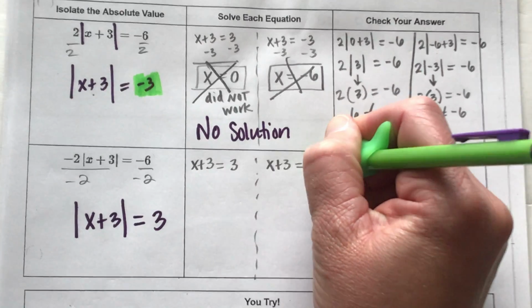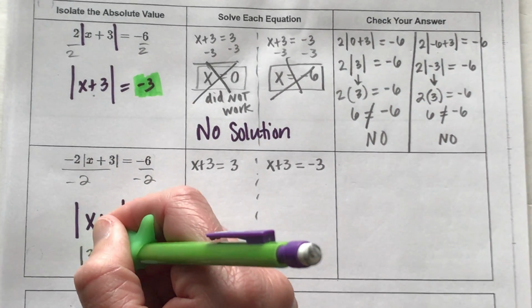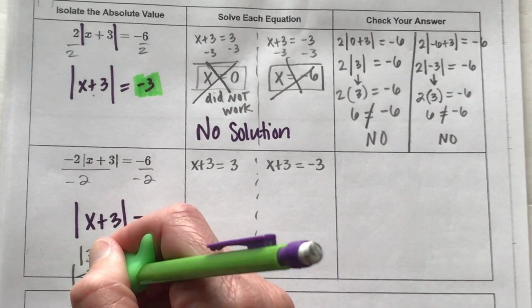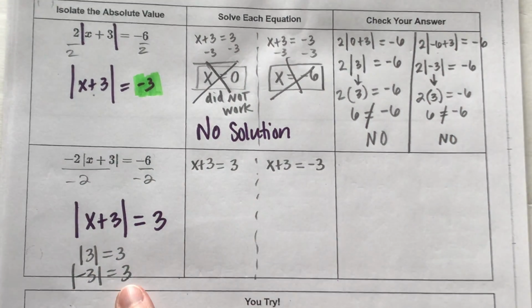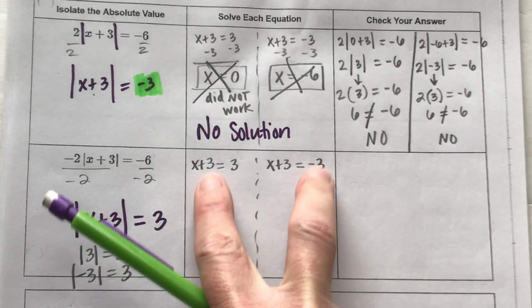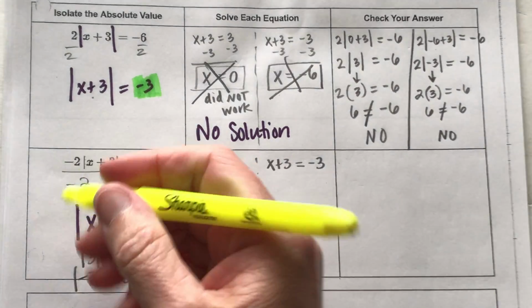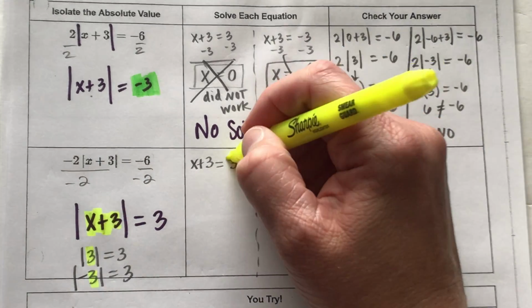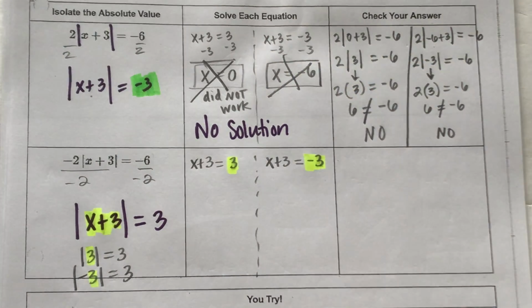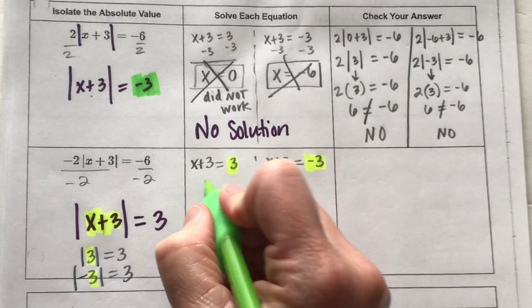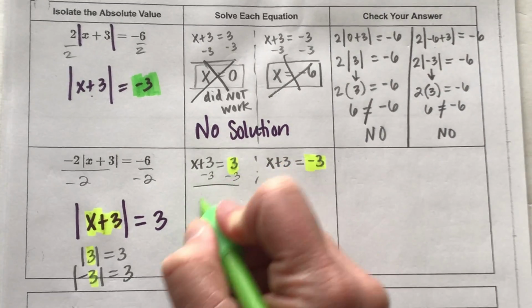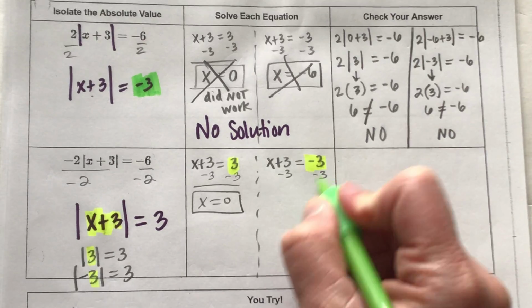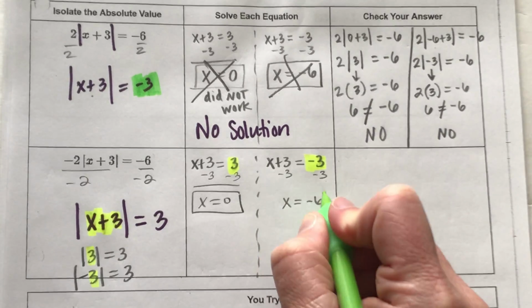Okay, x plus 3 will now equal positive 3, just like we had before, or x plus 3 could be negative 3, because if I take the absolute value of 3, I get 3. But if I had taken the absolute value of negative 3, I still get positive 3. So that's why I'm setting up these two cases, because what's in here could have been positive or negative. All right, now let's solve just like we did before. Subtract 3, and I get 0 for a solution. Subtract 3, and I get negative 6 for a solution.